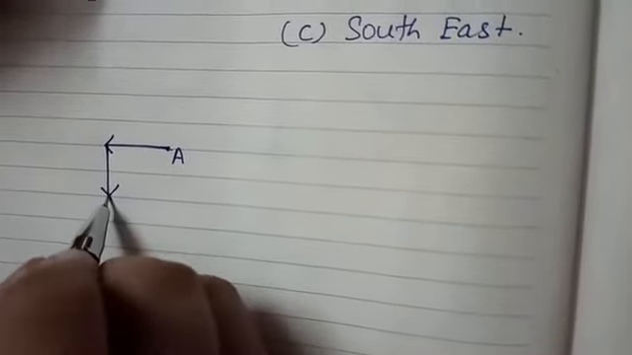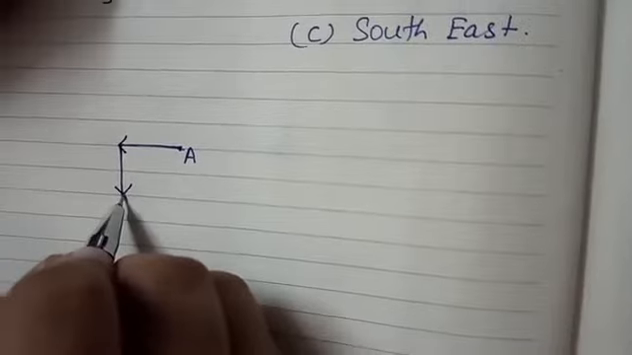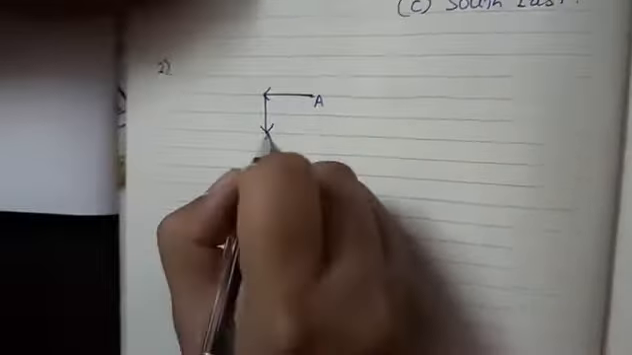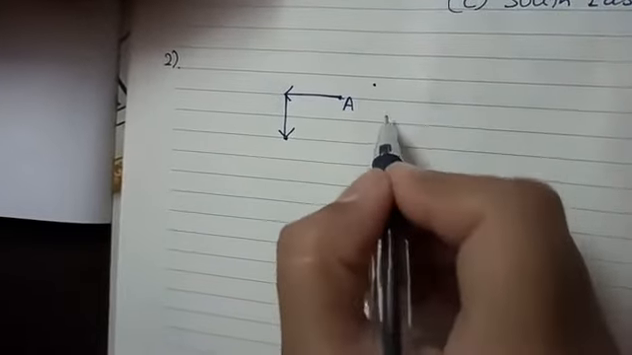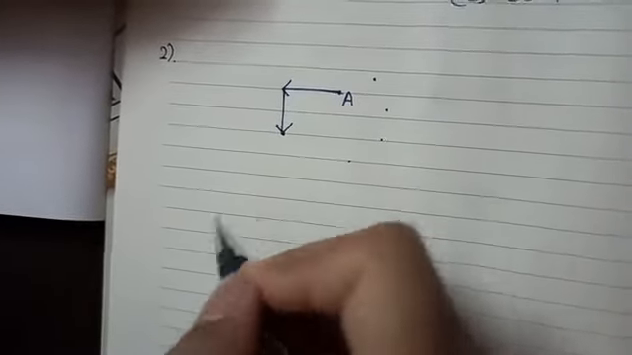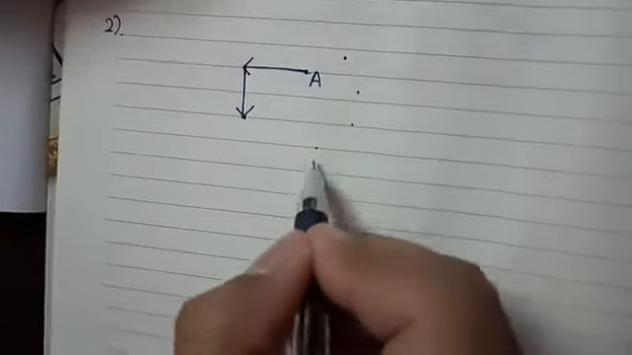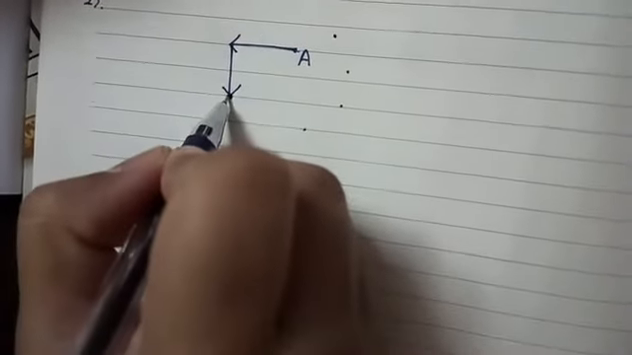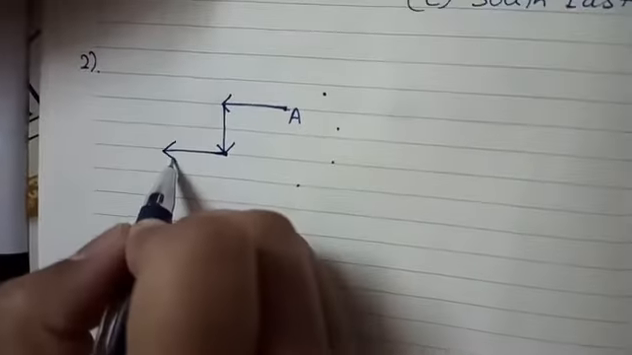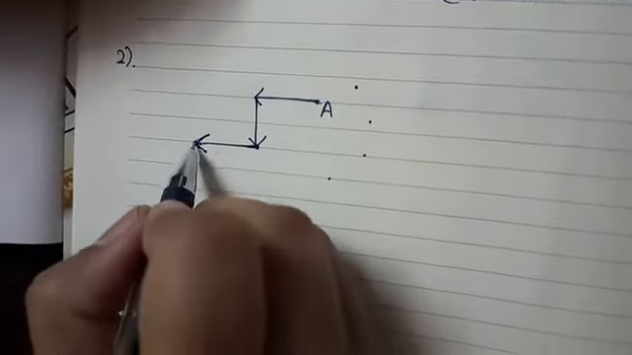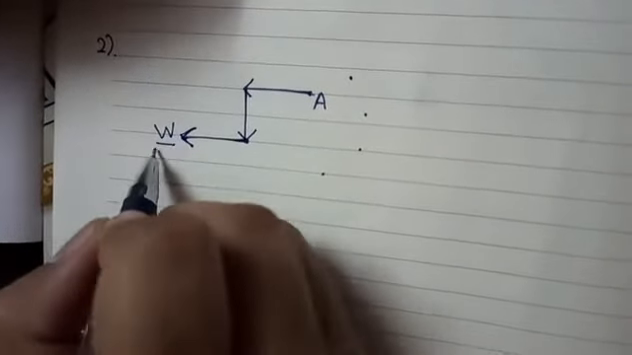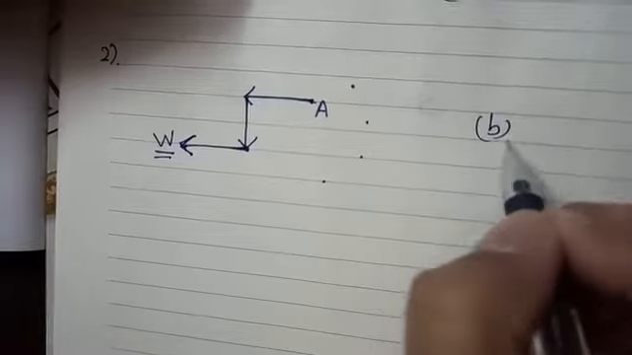So she will move 90 degree in clockwise direction. Clockwise direction, the clock moves from this side: 12, 1, 2, 3 like that. So the clock is moving from here. So she is moving 90 degree in clockwise direction, that means this direction. Now in which direction is she going? She is again going in the west direction. So the answer is B, west.